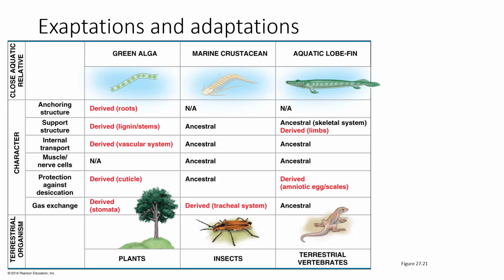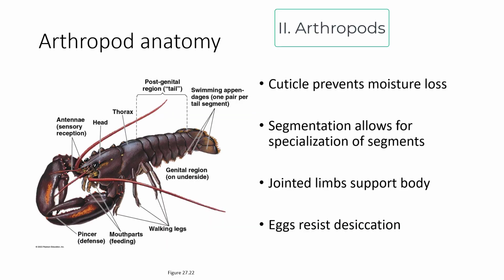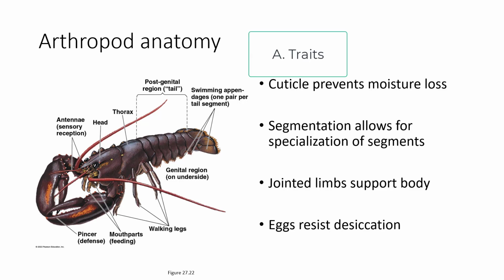And it's no surprise that the arthropods got to land first. The cuticle prevents moisture loss in the arthropods. The segmentation is going to allow for specialization of segments, allowing them to crawl around on land, grow claws, maybe even grow a stinger like the scorpions. The jointed limbs are able to actually support the body, provided that the body isn't too heavy.